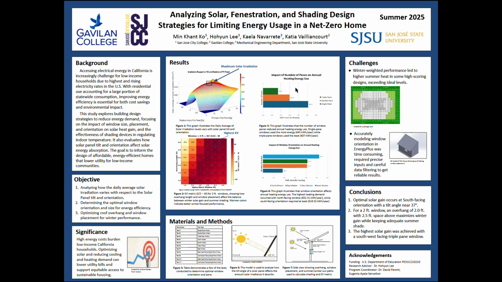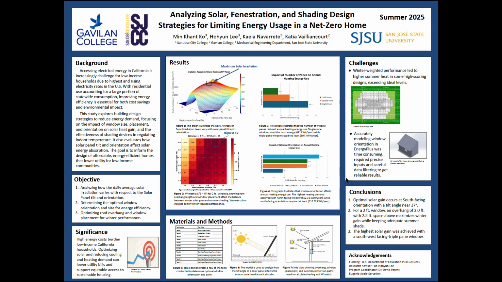Now, here for figure 3, this relates to objective 2. The graph illustrates that the number of window panes reduced annual heating energy use. Single pane windows used the most energy, while triple pane windows used the least.